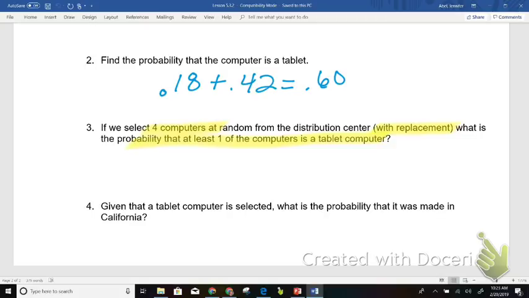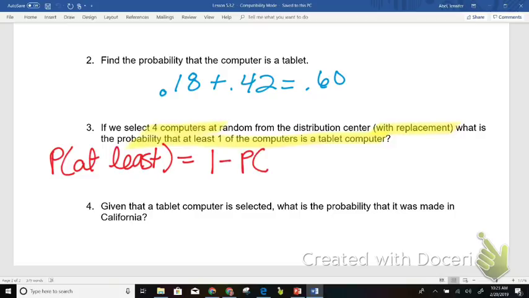So that or problem means that we could find those 4 possible scenarios and then add them. Now, what's easier, especially when these get to be much larger problems, is to remember that the probability of at least one is the complement of the probability of none. So it's usually easier to find the probability that none of them are tablets and then find that complement.